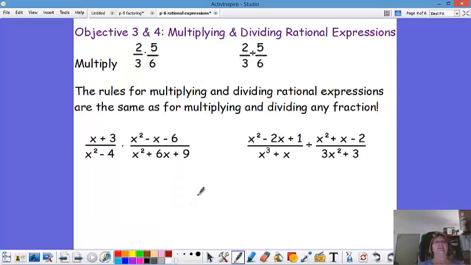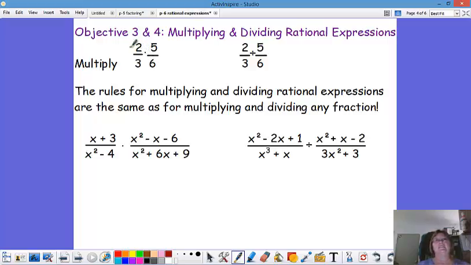All right. Before we start talking about multiplying and dividing rational expressions, it might be a good idea for us to refresh our memory a little bit about multiplying and dividing any rational expression, specifically any fraction. So I'm looking at this one, 2/3 times 5/6. And we've just talked about factoring and canceling. There's nothing to factor here.